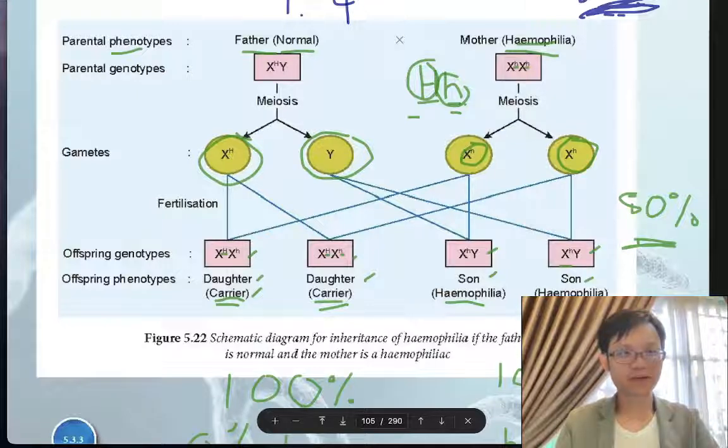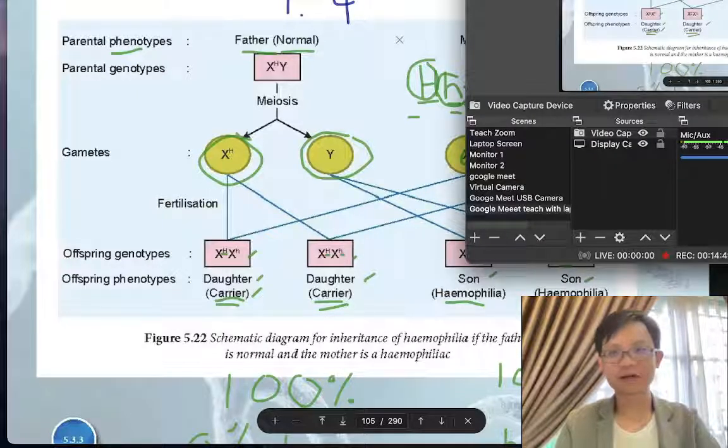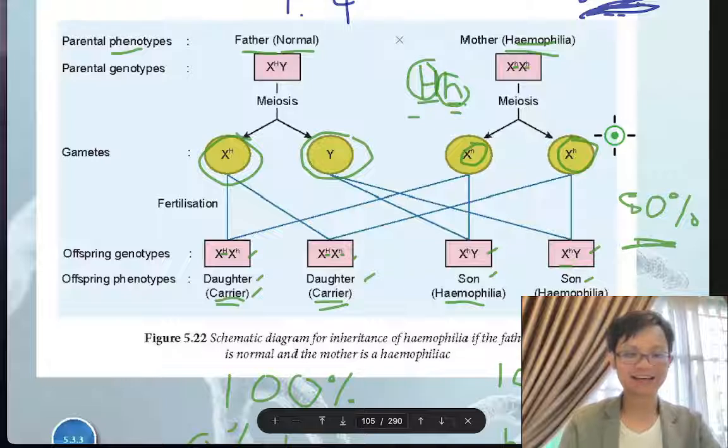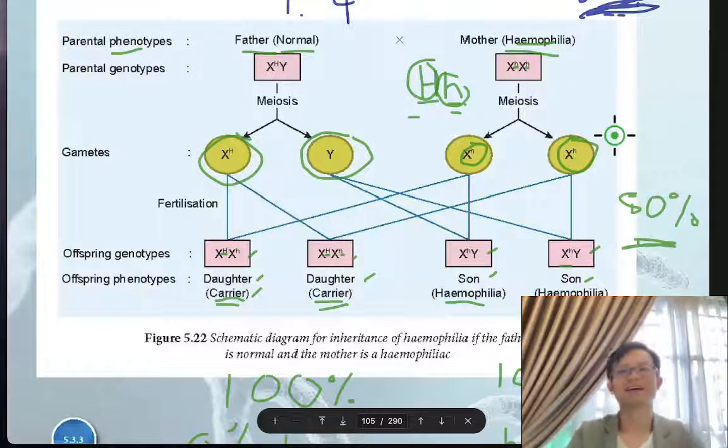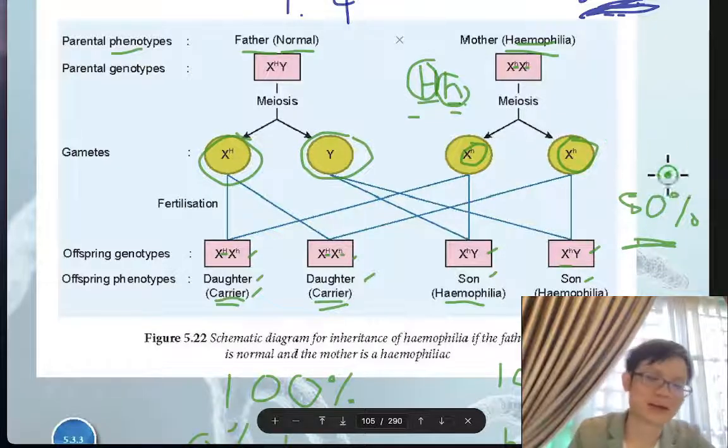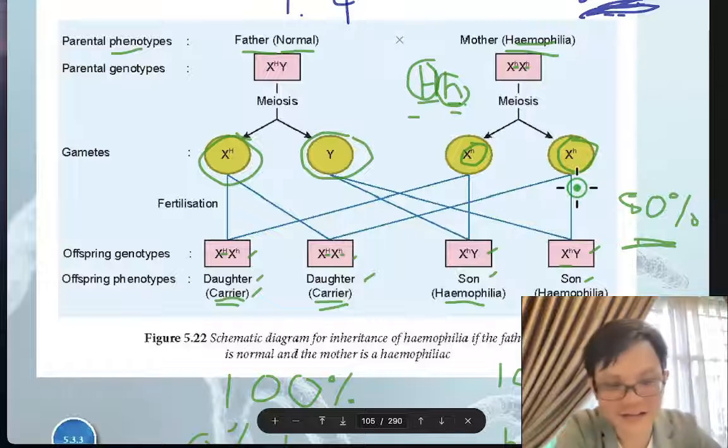What? 50 or 80%? Why 50? Why 80? Because the two sons have hemophilia. Okay, and then why 80? I don't know. No, okay. So yeah, if you manage to get the answer, well done.